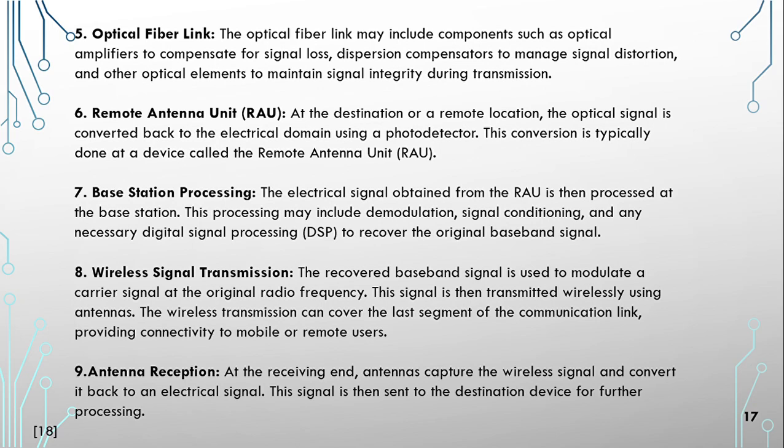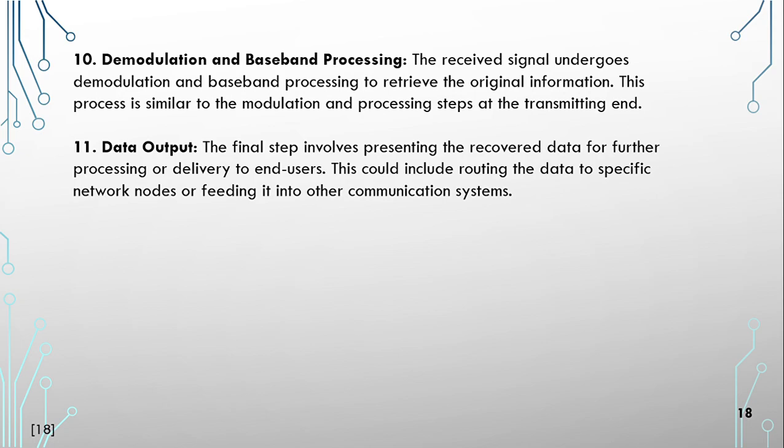The next step is antenna reception. At the receiving end, antennas capture the wireless signal and convert it back to an electrical signal. This signal is then sent to the destination device for further processing. The next step is demodulation and baseband processing. The received signal undergoes demodulation and baseband processing to retrieve the original information. This process is similar to the modulation and processing steps of the transmitting end.